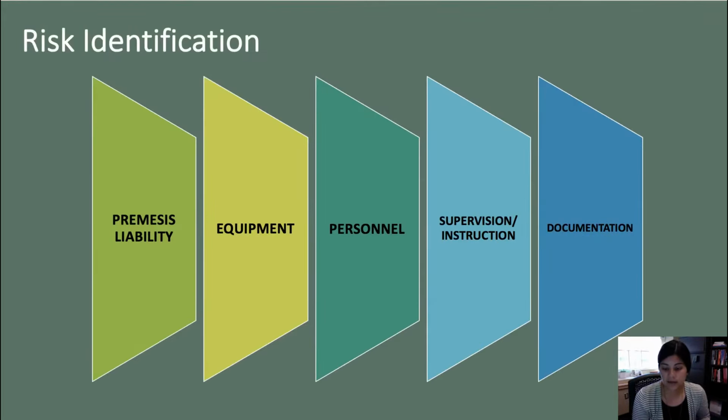The second category of risk, I think, is pretty straightforward, right? We're looking for any risks associated with the equipment that we have at our facility. Again, this is going to be individual to each organization, right?